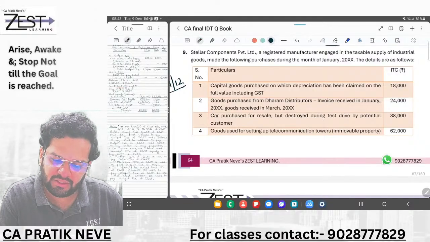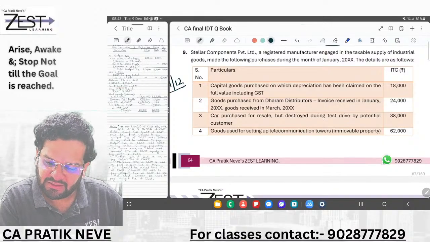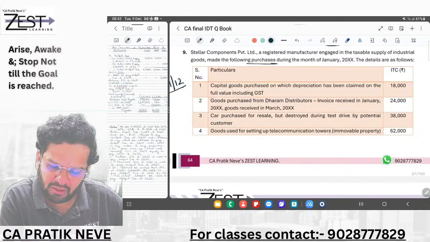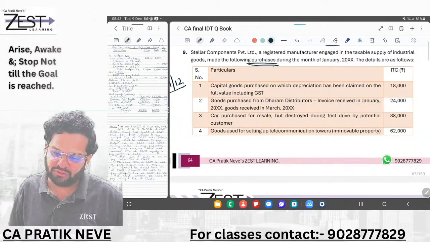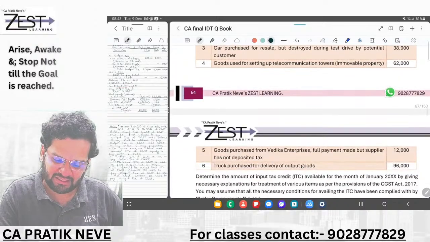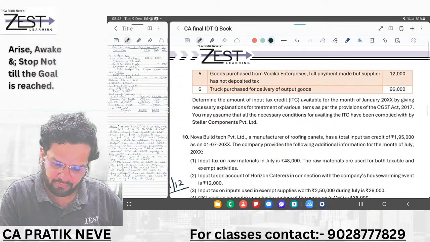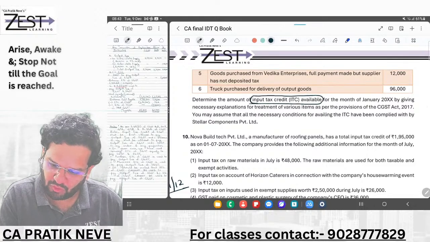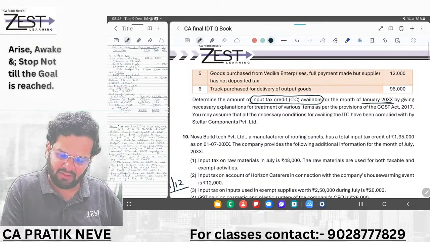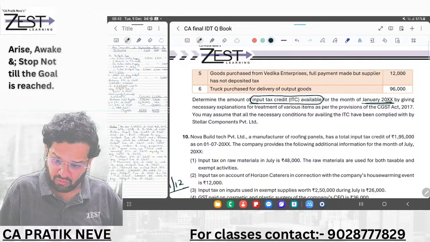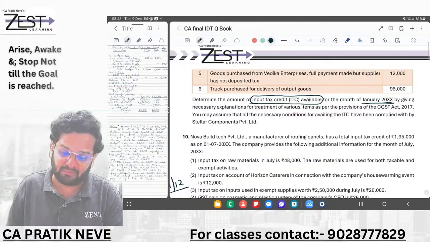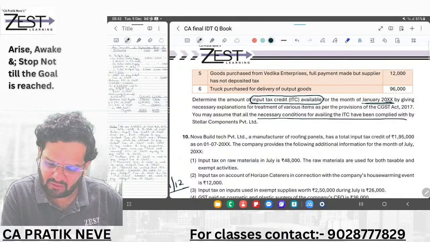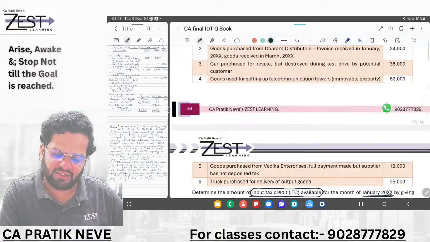Stellar Components Private Limited, a registered manufacturer engaged in taxable supply of industrial goods, made the following purchases during the month of Jan. The details are as follows. You have to determine ITC available for the month of Jan by giving necessary explanation for treatment of various items. You may assume necessary conditions for availing ITC have been complied with by this entity.